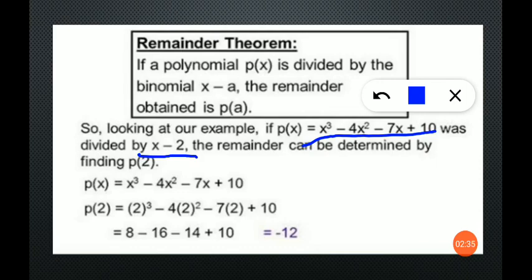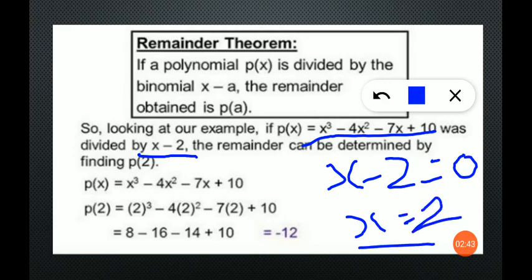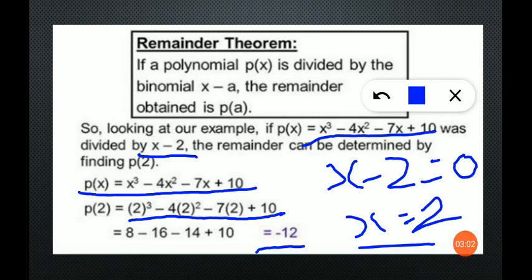Like we have studied, x minus 2, we have to take it equal to 0 and we get x is equal to 2. Now we put x is equal to 2 in the given polynomial x cube minus 4x square minus 7x plus 10. What will we get? 2 cube minus 4 into 2 square minus 7 into 2 plus 10, which on solving gives us minus 12. Hence, the remainder on dividing p(x) by x minus 2 is minus 12.